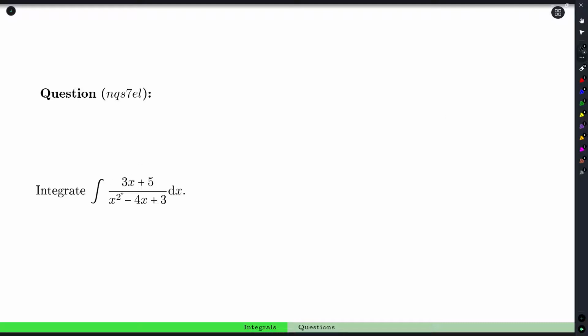Integrate this rational function here. We've got 3x plus 5 over x squared minus 4x plus 3. Now, there can be many approaches depending on what rational function you've got, but if you just want to sort of put your head down and do some calculations, something that always works, if you see a rational function, you think partial fractions.